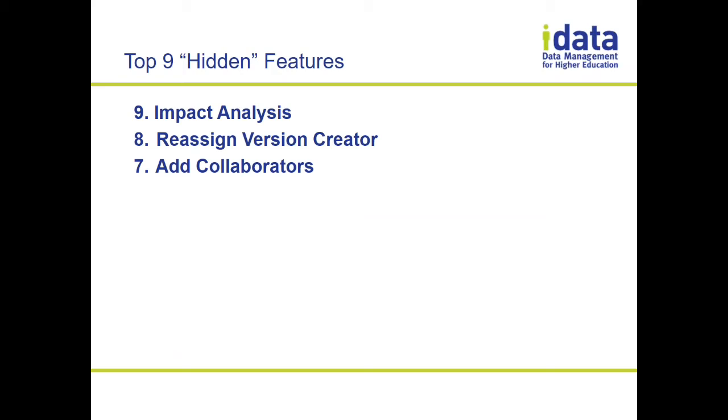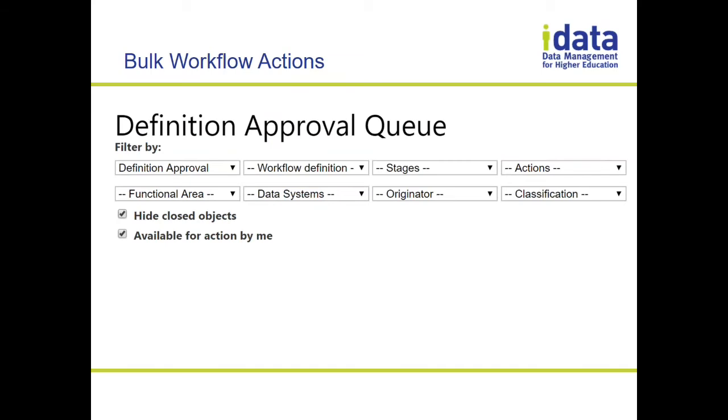All right, what's number 6? It is working on multiple items at once. So historically, you've been able to approve up to 12 definitions at a time. So we've taken that ability and expanded it in 2 directions. One is you can now work on up to 30 at a time, I think. And the other direction is we've added more than just approval. So if you go into your definition approval queue or your specification approval queue and mix and match the filters here to find the set of objects that you want to work on.